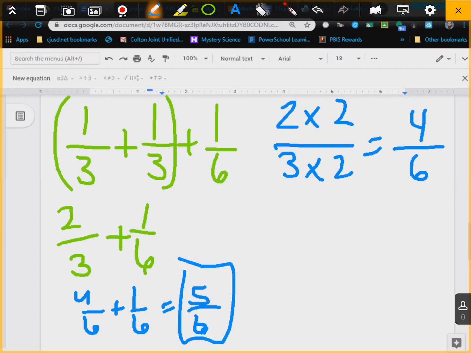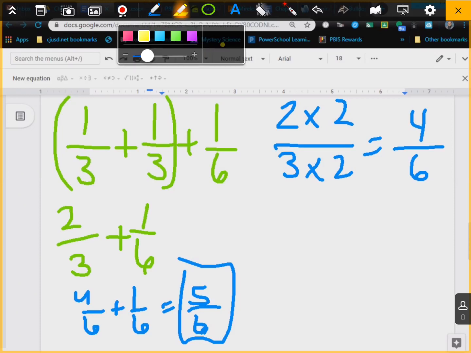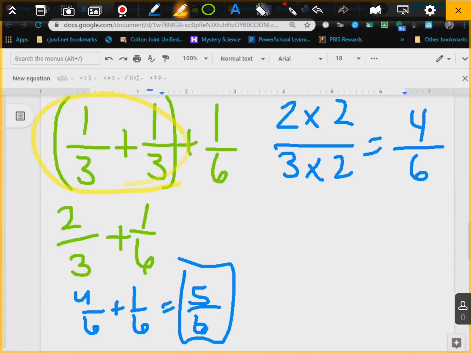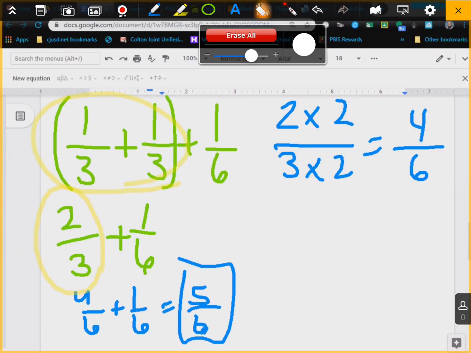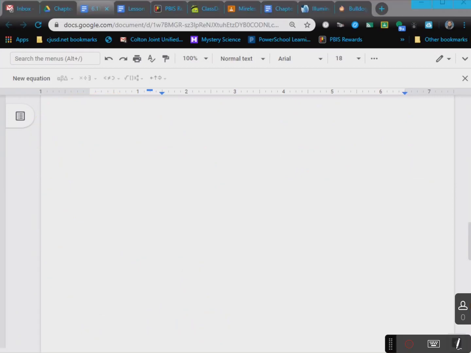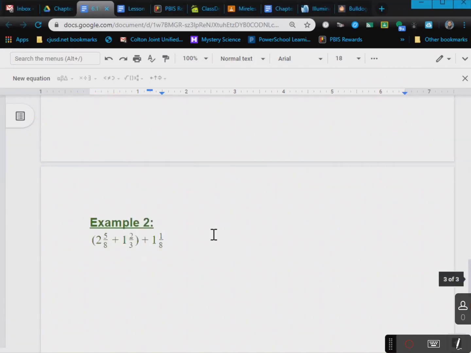Okay. You could have also just done commutative property and not had the parentheses at all. But I like to use associative here because I like to make sure that I get this answer first. Okay? If you have questions about that, go ahead and write those questions down. But we're going to do our last example, which is example number 2.